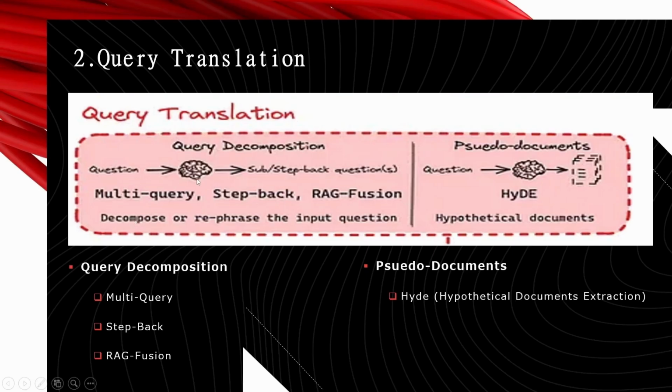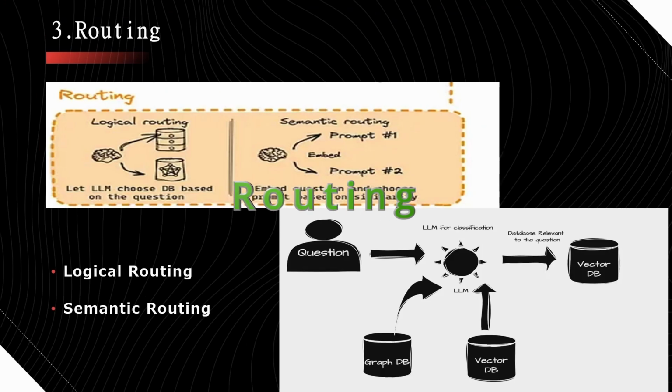So we have covered query translation in depth. In that we have learned about query decomposition, pseudo documents, and so on. All these steps we have covered. Now we will move forward to routing methods. What are the routing methods we have, and why do we need them? First we will cover the theoretical part. After that we will move to the coding part with the help of VS Code.